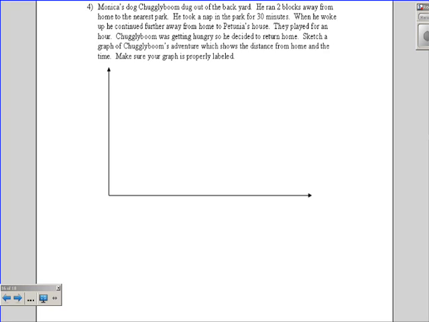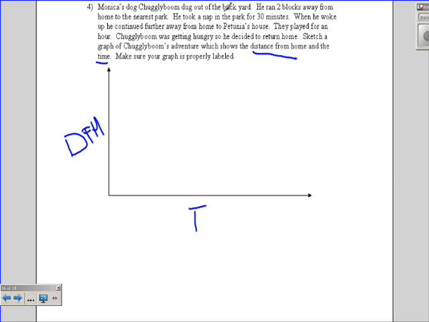Alright, so as I look at this graph, or this situation, first thing I want to do is make sure that I have labeled my graph correctly. As you read, Monica's dog, Chugly Boom, dug out of the backyard. He did some other things, went to Petunia's house, and ran some blocks to a park. So I'm looking at distance from home and time. Once again, I want to make sure I label that distance and time, and I might just write distance from home to abbreviate.